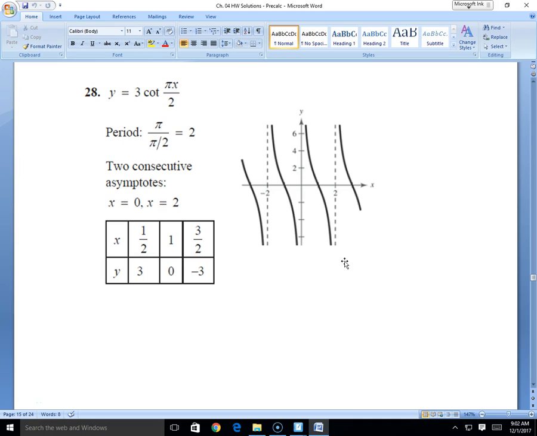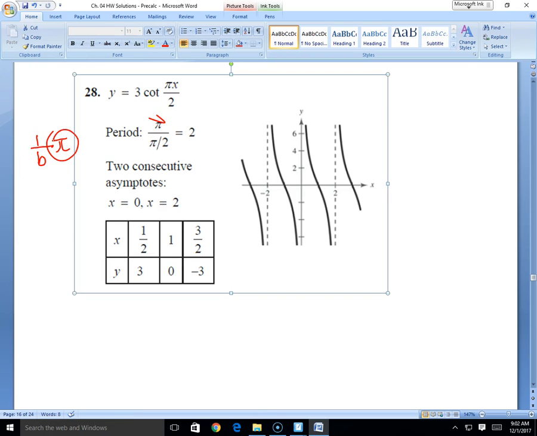If you were to find your period, we didn't specifically write this. We did write the period of cotangent was pi, but if you wanted to find the period, you would have had to do 1 over b times pi. Question, kiddos, why did I put a pi? Isn't it usually 2 pi?